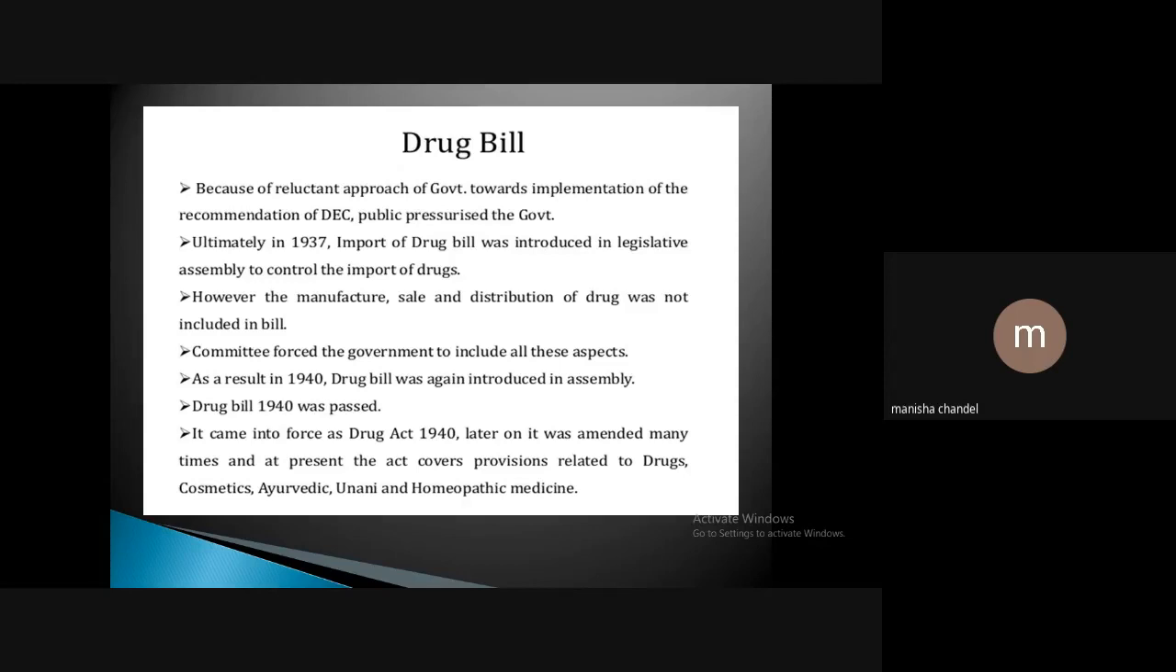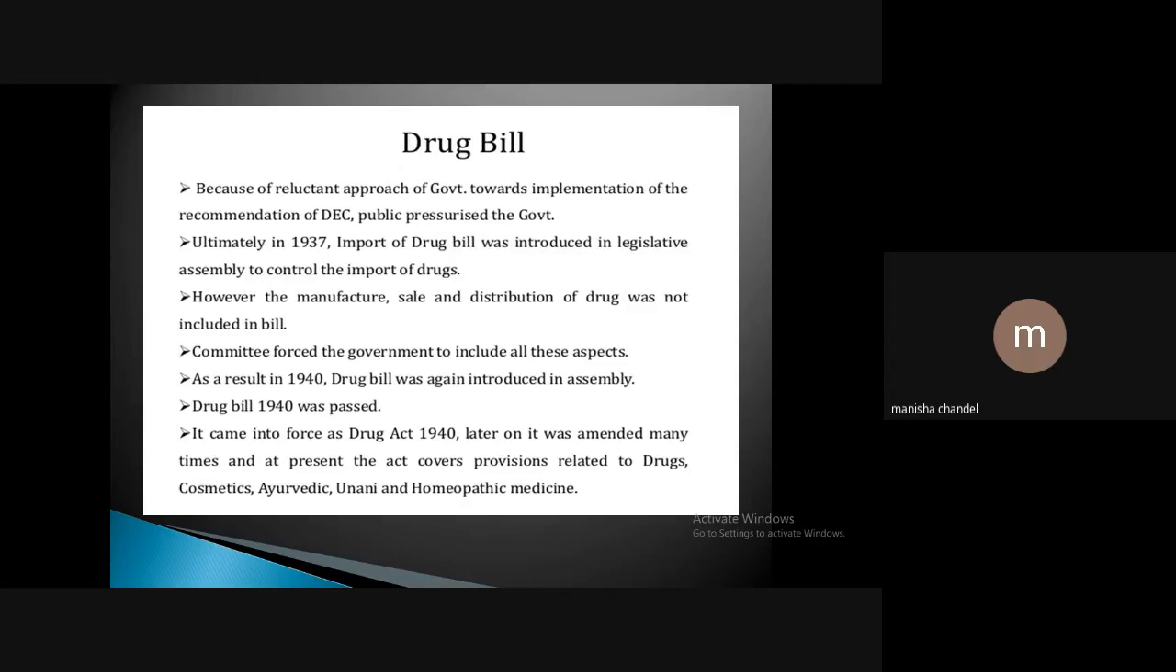So firstly, this bill covered import of drugs only, and there was nothing mentioned about manufacturing, sale, distribution of the drugs or any standard of the drug. Next, the committee forced the government to include all these aspects. So in 1937, there was no inclusion of manufacturing, sale, and distribution of drugs. But in 1940, the drug bill was again introduced in the assembly. Drug Bill 1940 was passed. It came into force as the Drugs Act 1940.